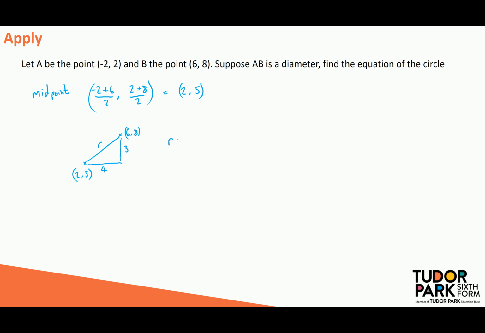So the radius is going to be the square root of 3 squared plus 4 squared, and this is something that we should have seen many times in our lives. 9 plus 16 is 25, so the radius here is going to be 5. So I've got a circle with centre 2, 5 and radius 5, so how do I write that down? That's x minus 2 squared plus y minus 5 squared is equal to 5 squared. Again, I can write that down as 5 squared, I could write it down as 25.